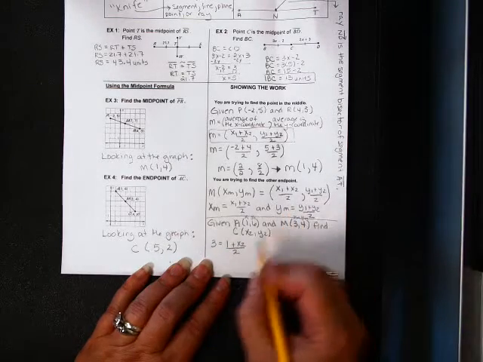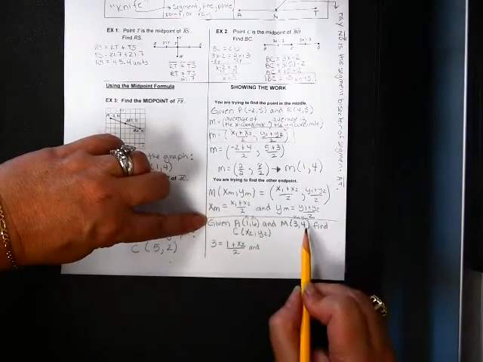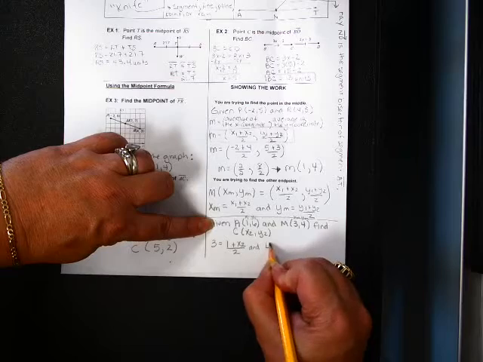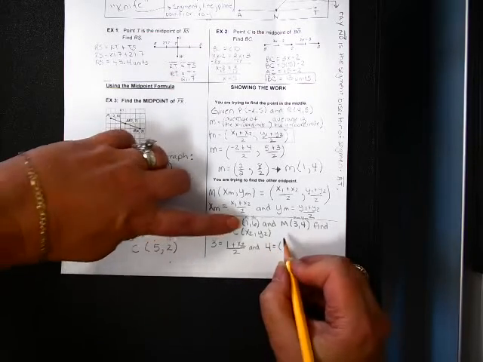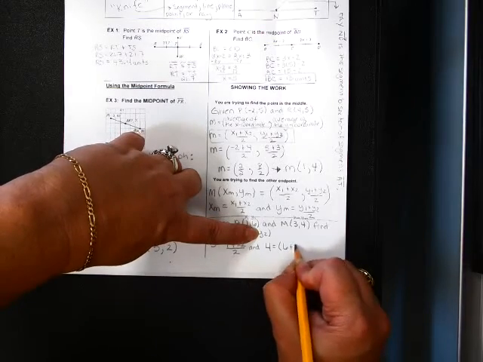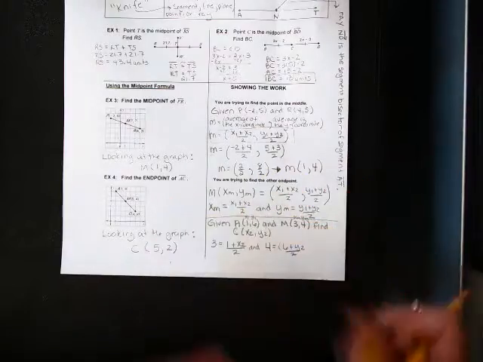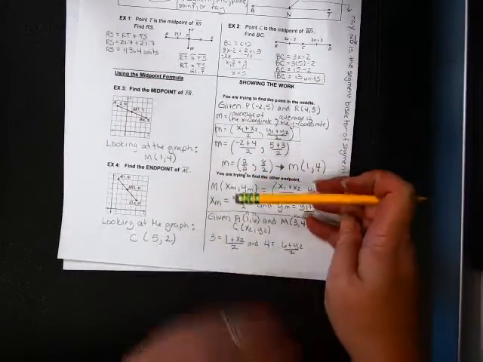Okay, we also know this one. And we know that ym, which is 4, is equal to 6 plus y2 divided by 2. Oh, I don't need that parenthesis, sorry. Don't mean to confuse you.